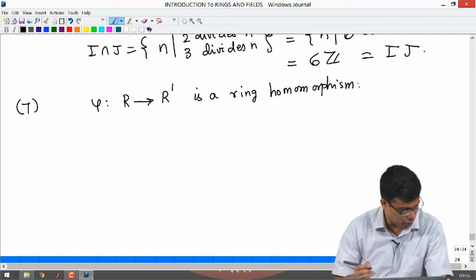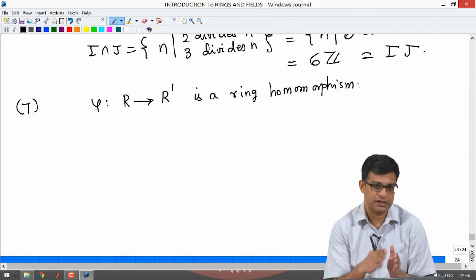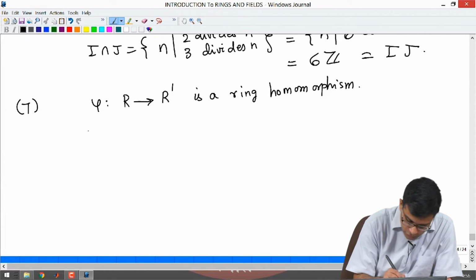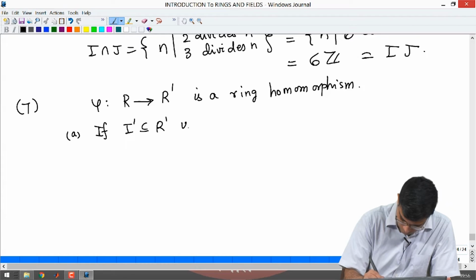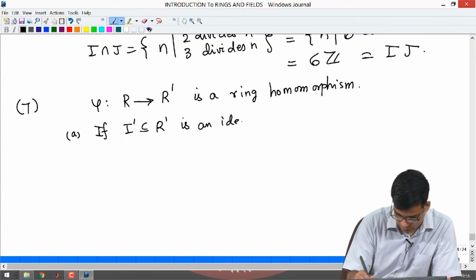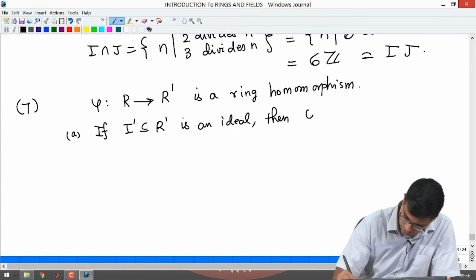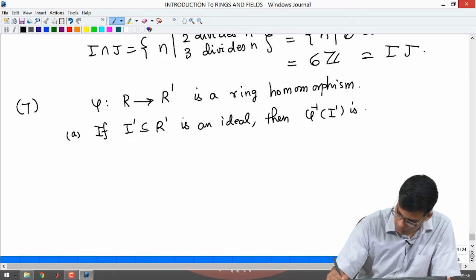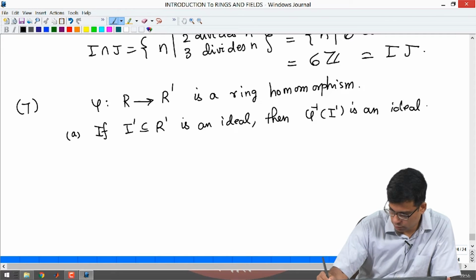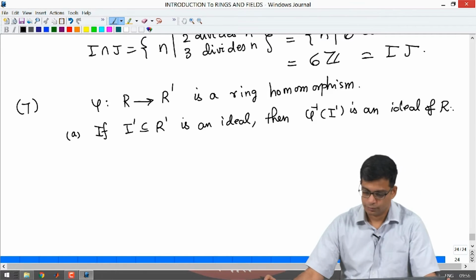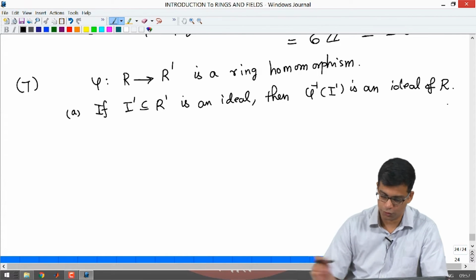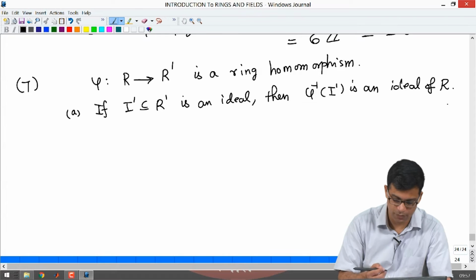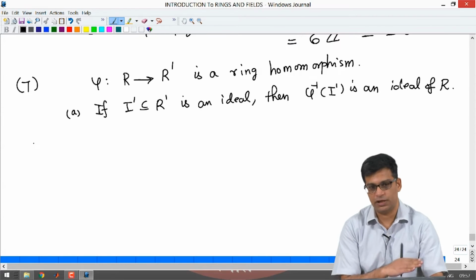Okay. So, what I want to do is talk about images and inverse images of ideals. First point: if I prime is an ideal of R prime, then phi inverse of I prime is an ideal of R. This is fairly straightforward to show. You take the inverse image of an ideal, and it is an ideal.